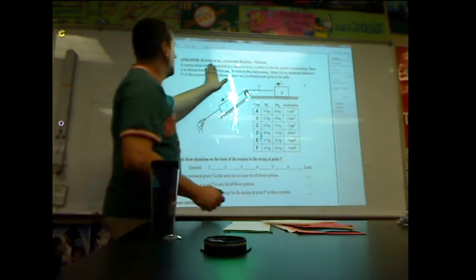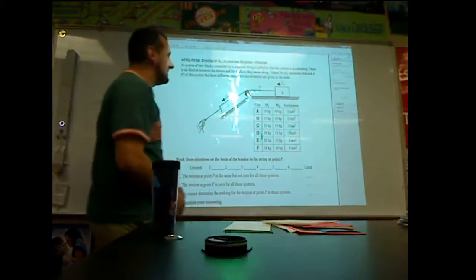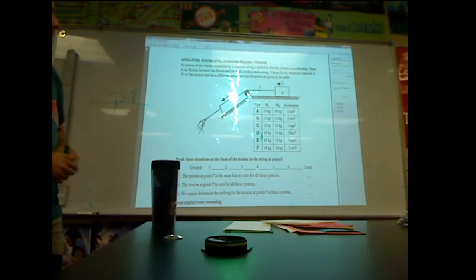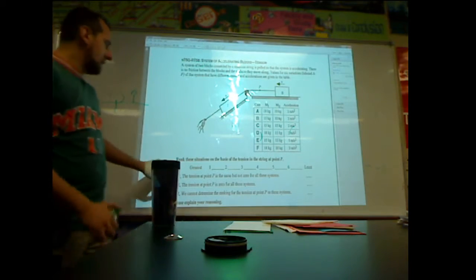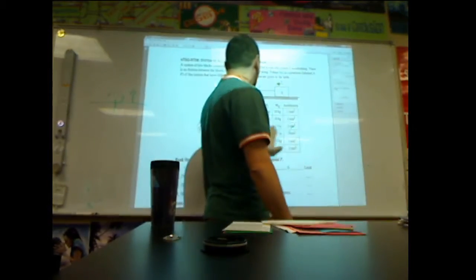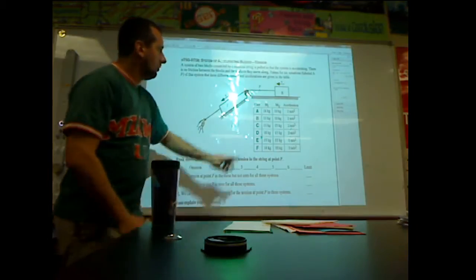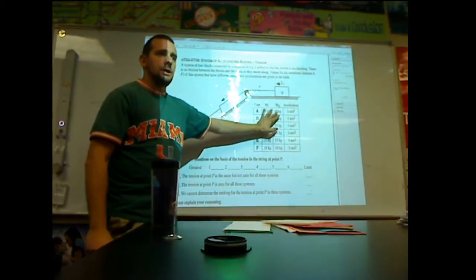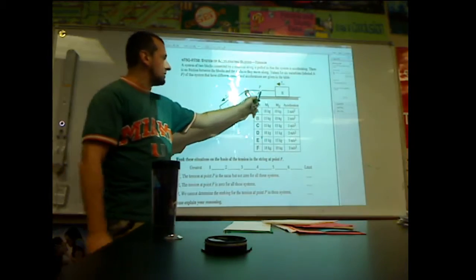All right. A system of 2 blocks is connected by a massless string, so it's an ideal string. Okay, so check this out. Rank the situation based on the tension at the string at point P. So they give you the 2 masses, and they're asking you, how does that affect the tension at that point?